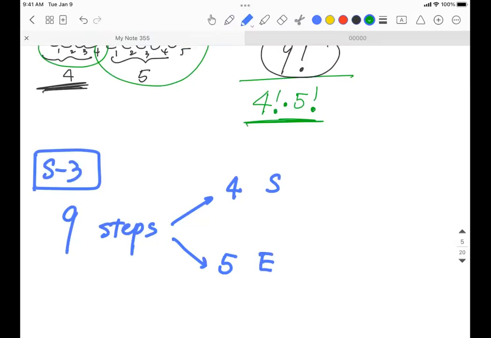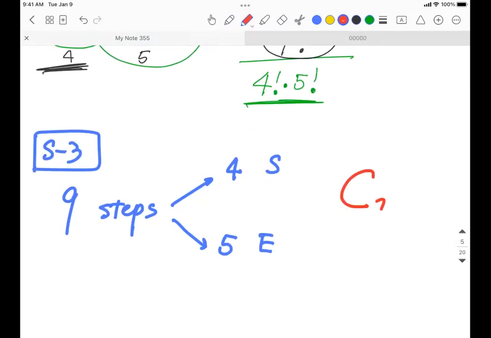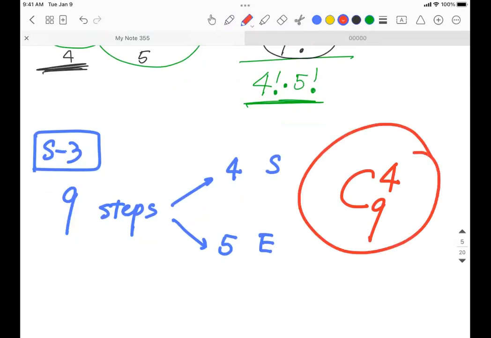So that being said, I can just directly use C(9,4). Does it make sense? From these 9 steps, I don't really care about the order. At the end of the day, you only have 9 steps. From these 9 steps, give me 4 that go to the south. The remaining 5 go to the east. And that's it. This is a combination, and you get what you need.